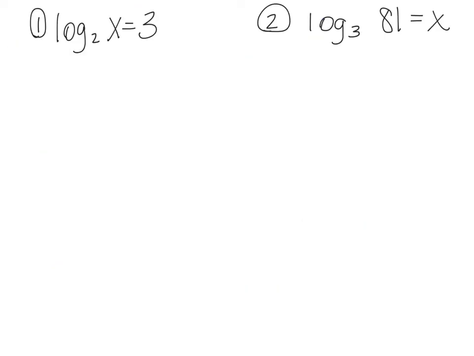So let's take a look at a few examples where I can turn a logarithmic equation into an exponential equation using my cute little arrow trick. First thing I'm going to do in number 1 is I'm going to have 2 to the power of 3 equal to x. And I know 2 cubed is 8, so x equals 8. I can check that very easily because I know 2 to the power of 3 will result in 8.